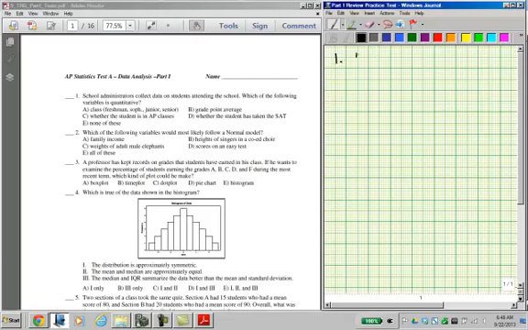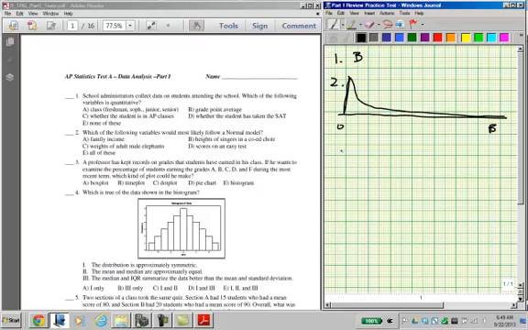2, which of the following variables would most likely follow a normal model? A, family income. Well, family income is going to be, you're going to have a whole lot of people. Let's just say this is 0, this is 1 billion. You're going to have a lot of people over here somewhere, and then down here you're going to have the people making 1 billion. Math teachers, way over here somewhere. So that's not normal. So A is out.